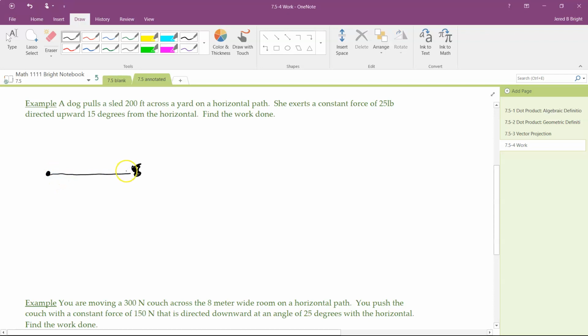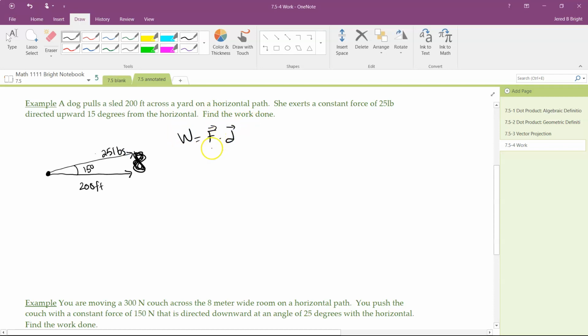And so we're pulling the sled in this direction, and the horizontal path is 200 feet, which is how far it's going to move. The dog pulls the sled at an angle of 15 degrees from the horizontal, pulling at 25 pounds. Okay, so we want to find the work done. Well, work is force dot distance, right?